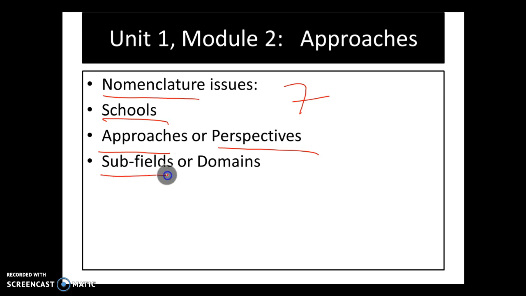Okay, so I want to show you though how you should be connecting these 7 perspectives or approaches to what comes at the latter half of Module 2, which we did not have a chance to go over, which are the subfields in psychology. And then also in Module 3, there's the careers. You are responsible for that, right? So let me show you how the subfields connect to the approaches, okay?